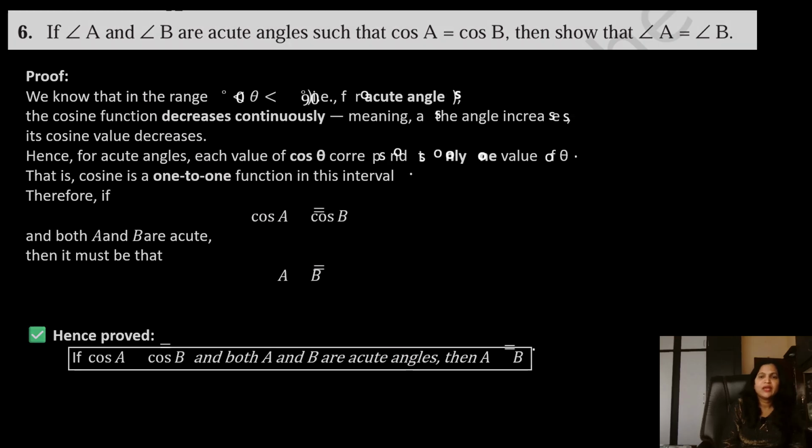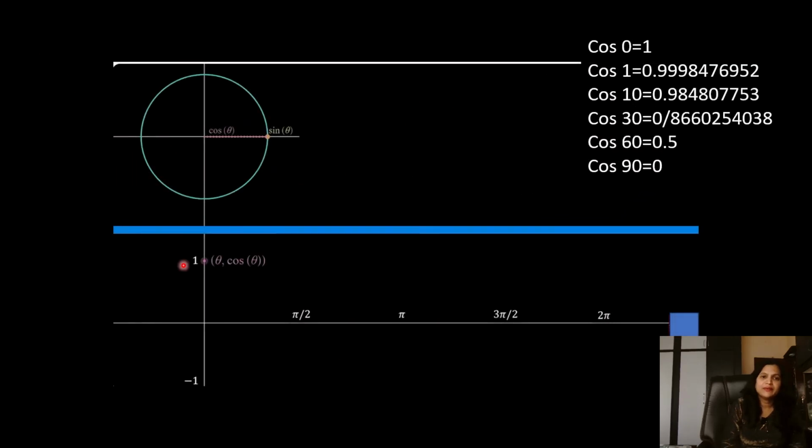See, here in the graph, this is cos theta. At 0 degree, cos 0 is equal to 1. Then cos 1 degree will come a little bit lower, cos 1 equal to 0.9998476952. It decreases a little bit. If you round this off, you will get 1 only.